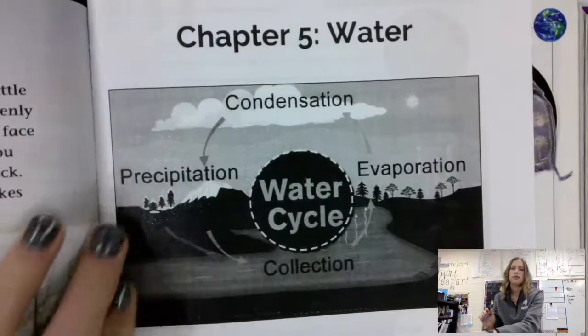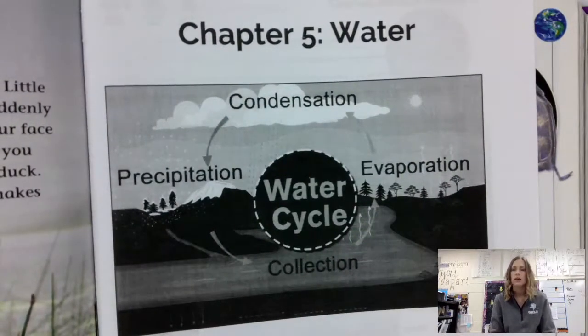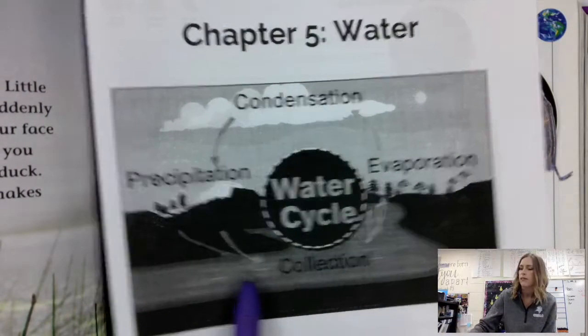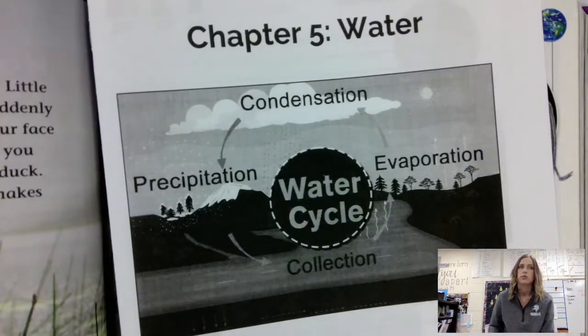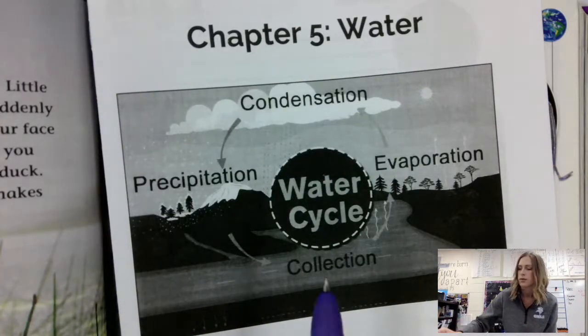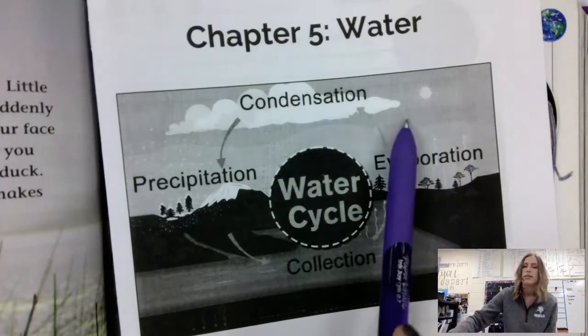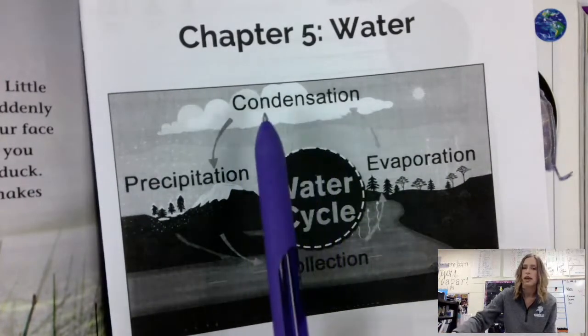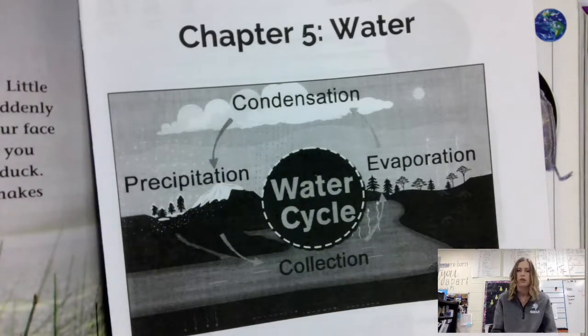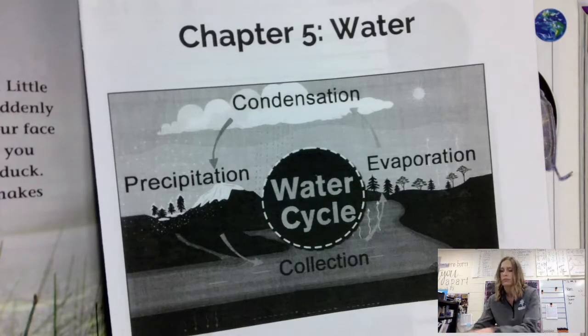Here you see a picture of the water cycle. Water cycle is what we talk about when we have water from a lake or after the rain or after a stream or something where it evaporates. Then it condenses into clouds. Then it comes down as precipitation, what you think of as snow or rain.